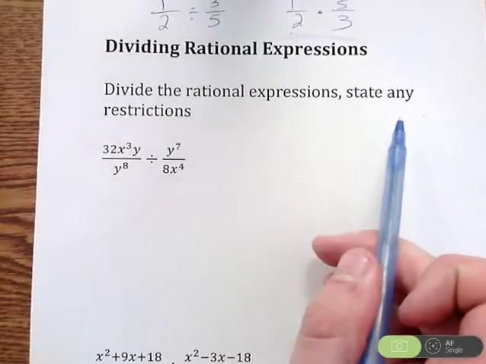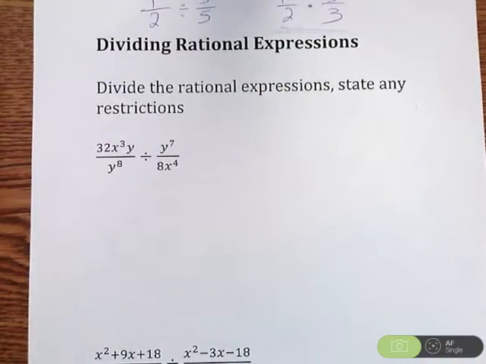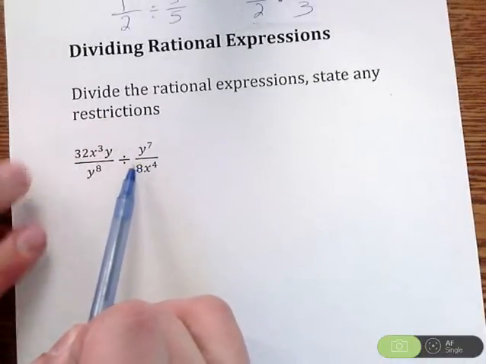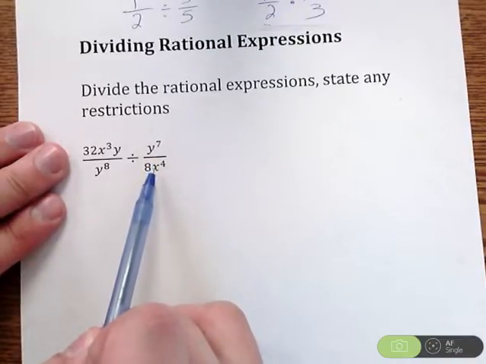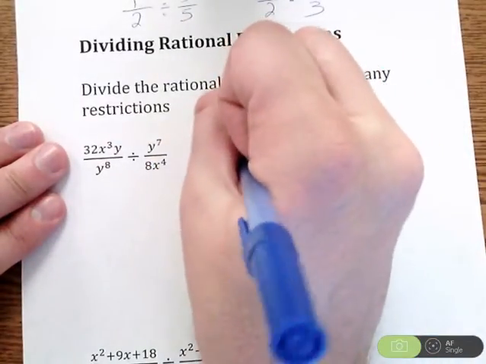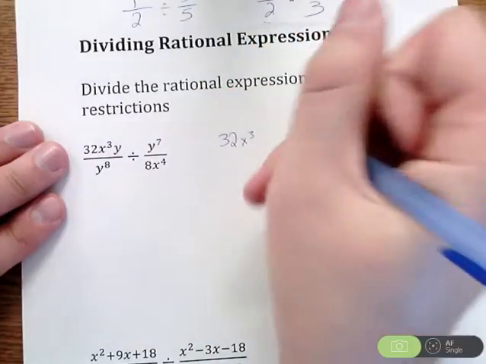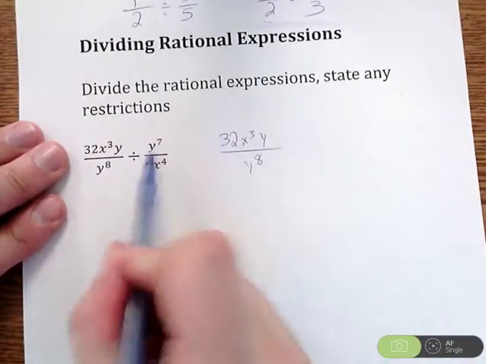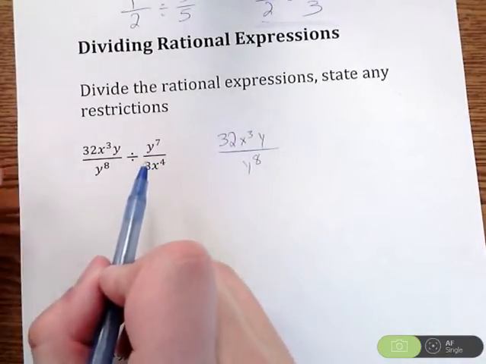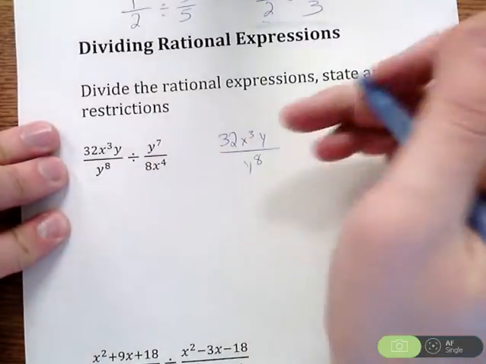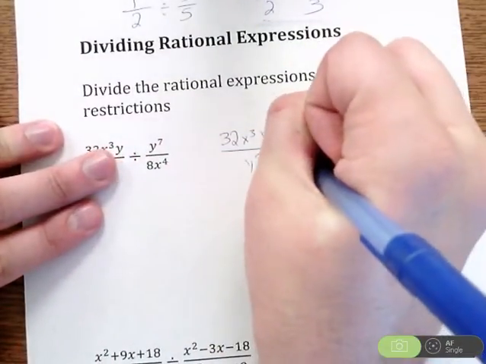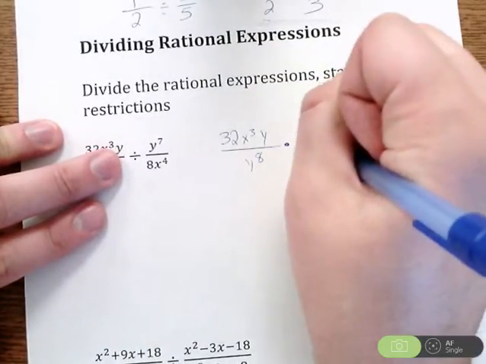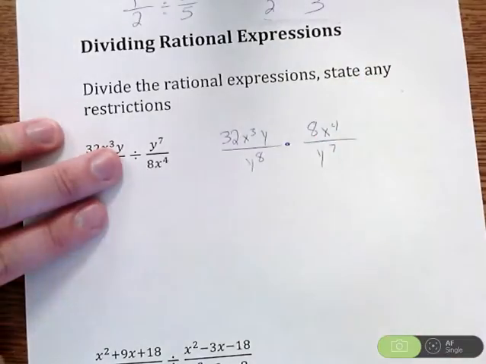So we're going to divide the rational expressions and state any restrictions. Here's our original setup. The first thing I'm going to do is flip the second fraction, and it changes everything to multiplication. The first one, 32x to the third y over y to the eighth, stays exactly the same. When you're rewriting, be super careful that you don't rush and mess anything up. So we flip the second fraction, this changes to multiplication, and now I have 8x to the fourth on top and y to the seventh on bottom.